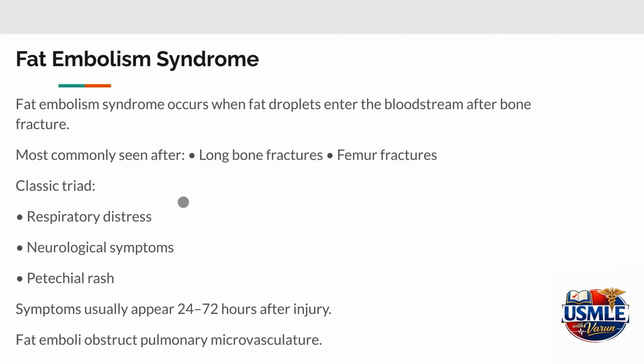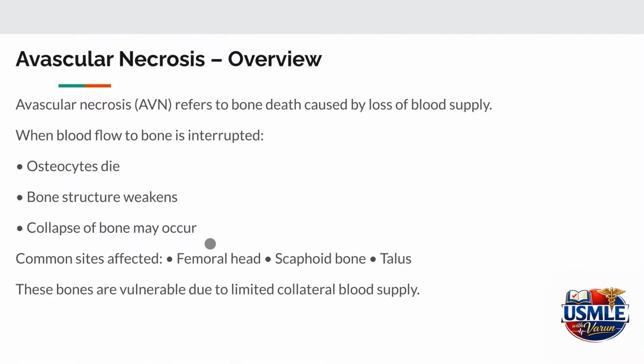The classic clinical triad includes respiratory distress, neurological symptoms, and petechial rash. All these symptoms usually appear within 24 to 72 hours after injury. Patients may present with shortness of breath, confusion, and small petechial hemorrhages on the skin. Recognizing this triad of shortness of breath, petechial hemorrhages, and confusion is very important in identifying fat embolism syndrome.